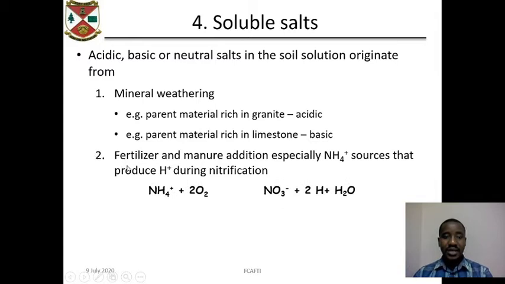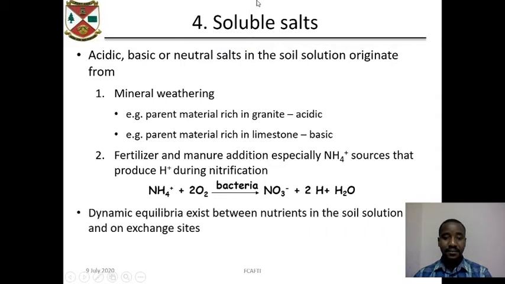For this second point, fertilizers and manure addition, especially ammonium sources that produce hydrogen ion during nitrification. This is an example of a chemical reaction. This ammonium will react with oxygen, and this reaction is facilitated by bacteria. Okay, and the product will be nitrates plus 2 hydrogen ions plus water.